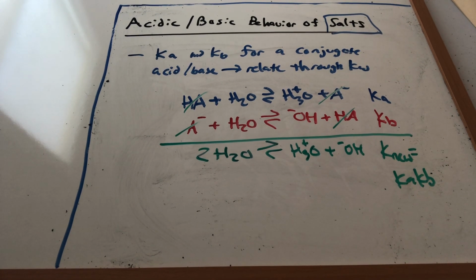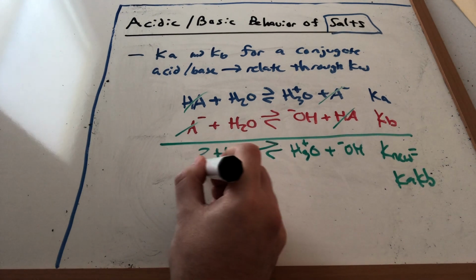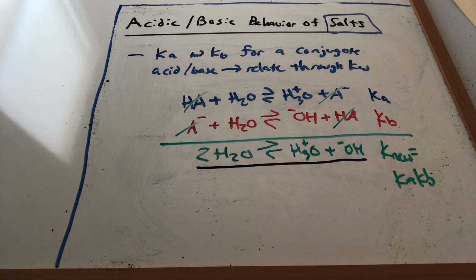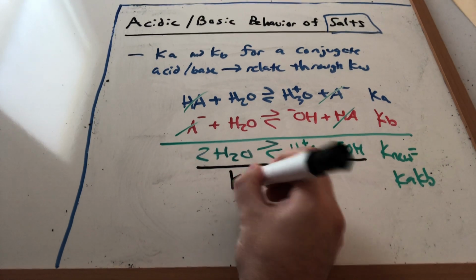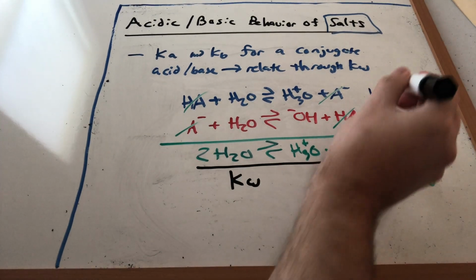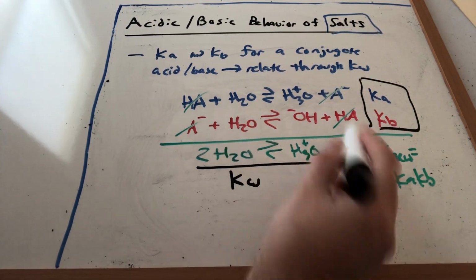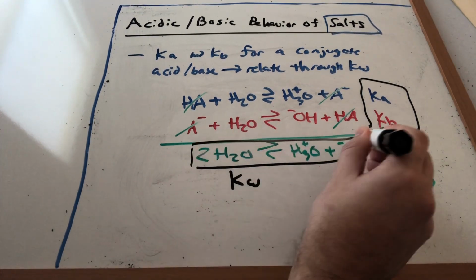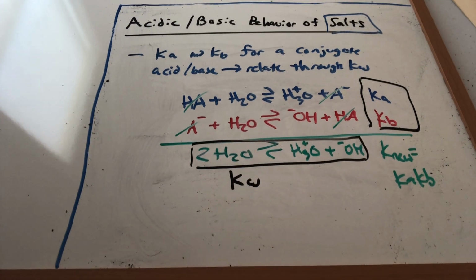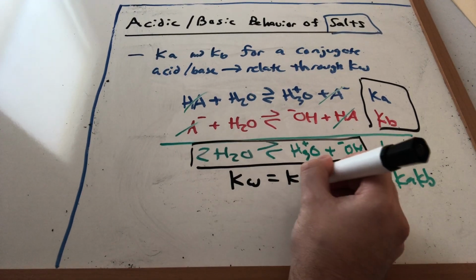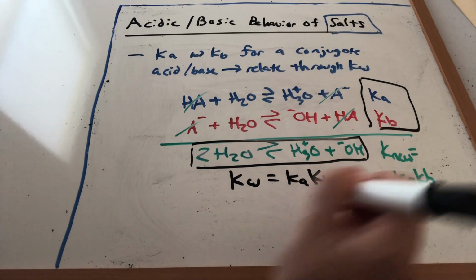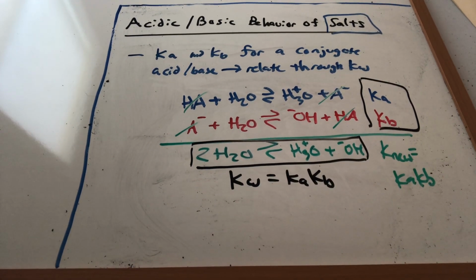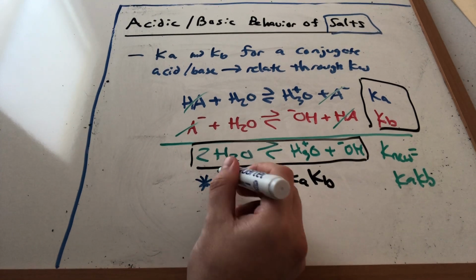But this reaction right here, we recognize this looks like how water dissolves in itself. It looks like the autoionization of water. And we know that this K is Kw. So from this math, when I add these together, the K I get should be Ka times Kb, but then I generate a reaction that I recognize that has a Kw, and so that means that Kw is Ka times Kb. Right?